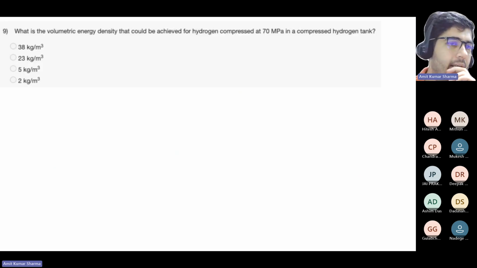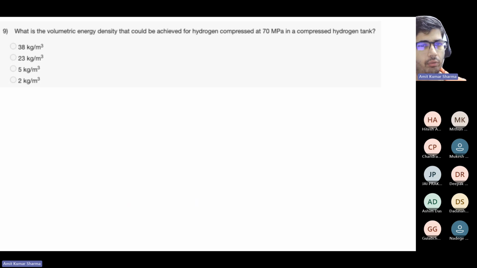What is the volumetric energy density that could be achieved for hydrogen compressed at 70 megapascal in a compressed hydrogen tank? It's 38 kg per cubic meter. It's good if you remember this, because it's difficult to calculate using real gas equations if you don't have all the data. So the answer is 38.